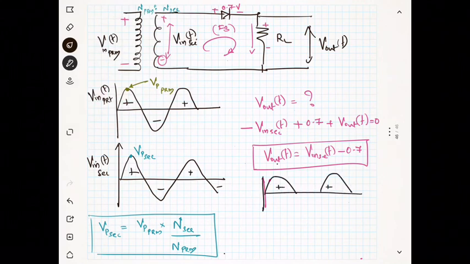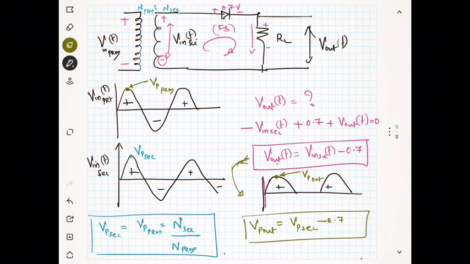Okay, now what will be the maximum voltage at this point? That is our question. That is known as Vp out, the maximum at the output. So Vp out is equal to Vp secondary minus 0.7, because we will take this equation, V out is nothing but V in secondary minus 0.7. So Vp out is Vp secondary minus 0.7.